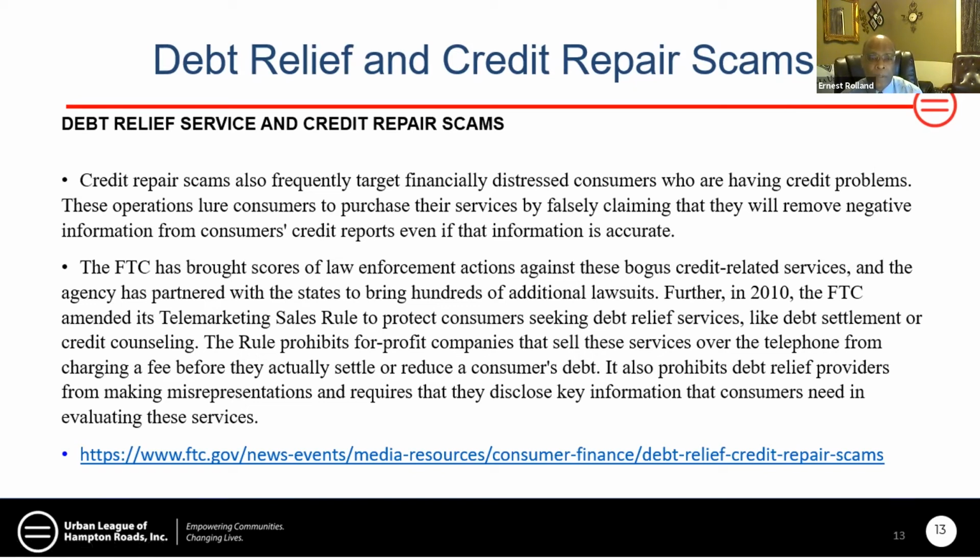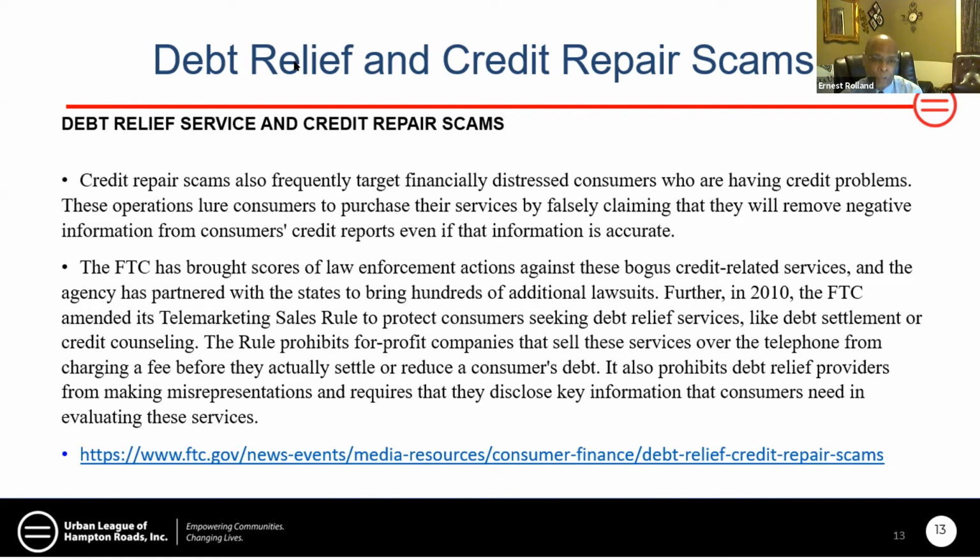Credit repair scams also frequently target financially distressed consumers who are having credit problems. These operations lure consumers to purchase their services by falsely claiming they will remove negative information from consumers' credit reports, even if that information is accurate. Again, you want to be very careful. If the information is accurate, it is valid, they're not going to be able to remove that from your credit report. What you can do, if it's past due, is simply make some arrangements with that creditor to pay that particular debt. But be careful about those who say, well, we can remove that from your credit report, no problem whatsoever. You don't have to worry about it anymore.